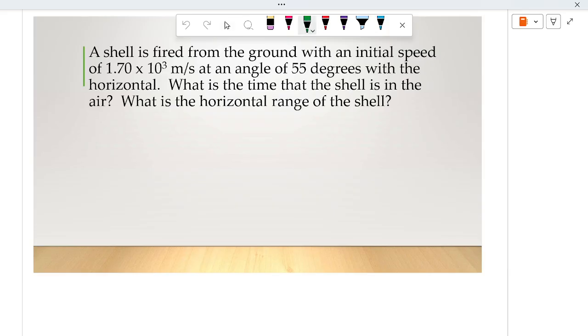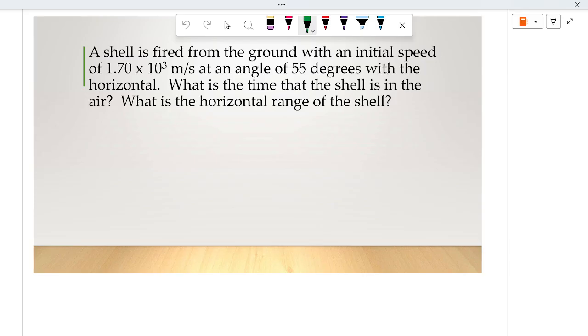In this case, we have an artillery shell which is fired from the ground with an initial speed of 1.7 times 10 to the third meters per second. That's 1,700 meters per second at an angle of 55 degrees with the horizontal. What is the time that the shell is in the air, and what is the horizontal range of the shell?